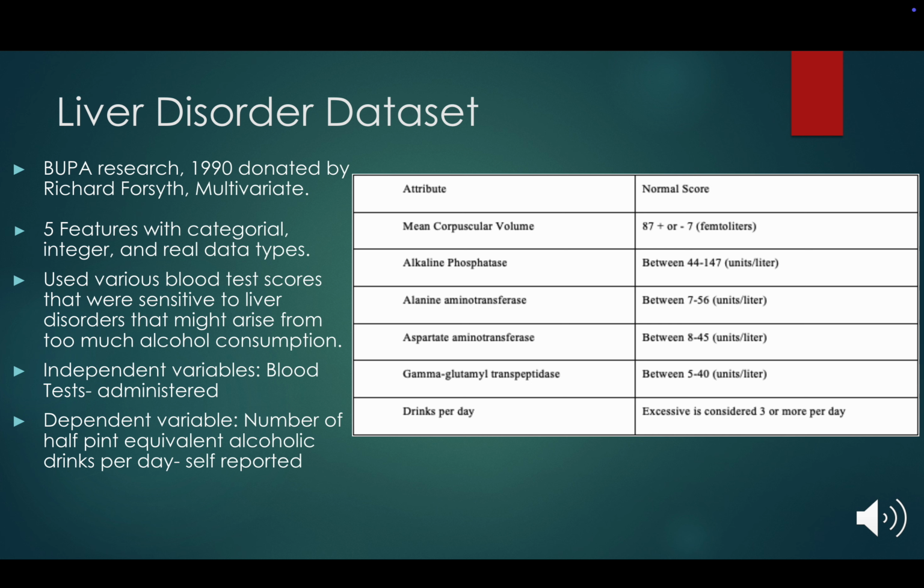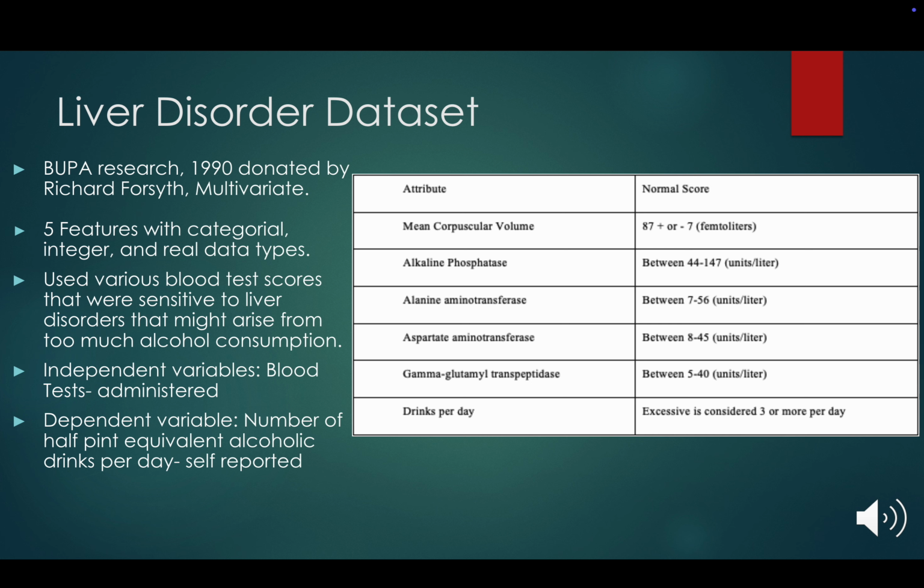And the dependent variable is the number of half-pint equivalent alcoholic drinks that the patient drinks per day. It's self-reported, and so there's a difficulty in assessing the accuracy of self-reported data. And the independent variables are all the blood tests that are administered by doctors at hospitals. The different test scores that were used are sensitive to liver disorders that are typical indicators of drinking too much.